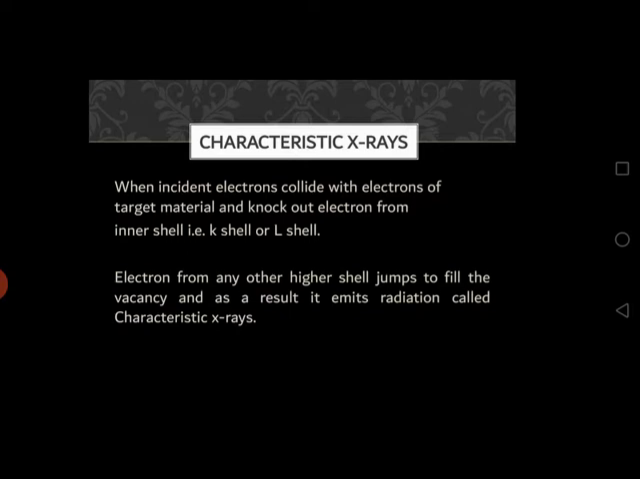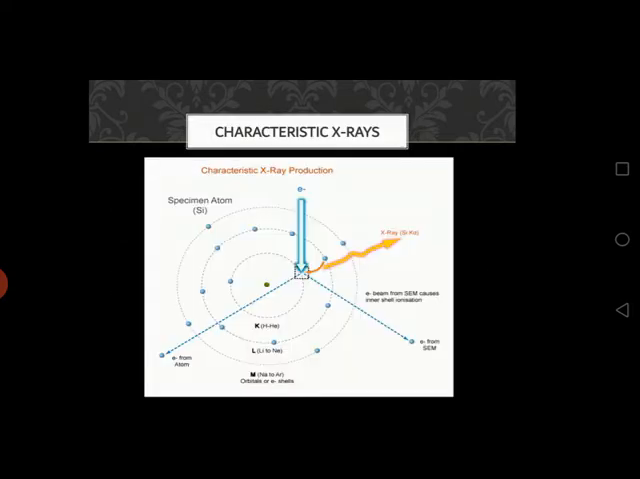Characteristic X-rays are produced when an incident electron collides with electrons of the target material and knocks out an electron from an inner shell, that is K shell or L shell, it could be M shell also. Then an electron from any other higher shell jumps to fill the vacancy, and as a result it emits radiation called characteristic X-rays. Now you can see the figure over here. You can see the electron from upside strikes the electron of the target and knocks it out of the atom. The electron itself is scattered on the other side.